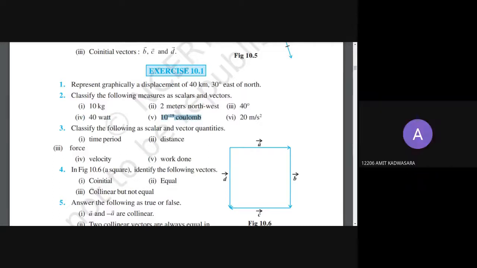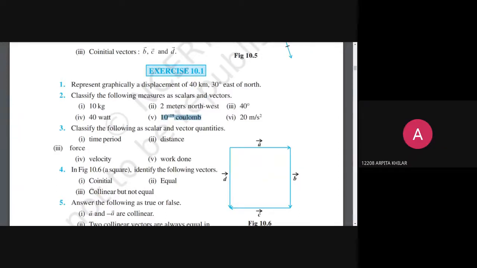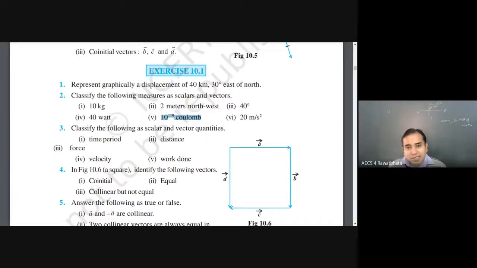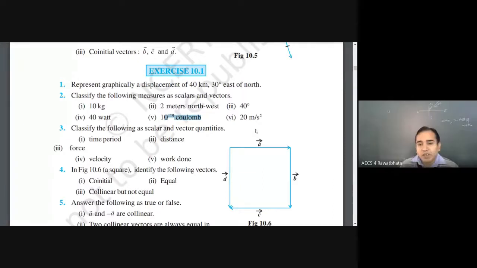Coulomb is the unit of what? Charge, right? Charge is a scalar quantity. 20 meter per second square. So you should identify: this is the unit of acceleration, which is a vector quantity.